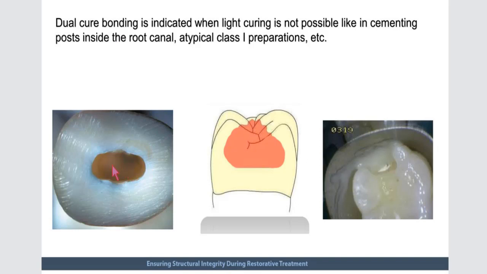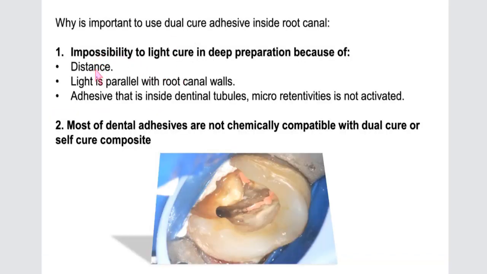it's really simple. When you are going to cement a glass fiber post inside the root canal, there is no way you are going to light cure it inside the root canal. Why? Because you have the distance in the first place, you have the light rays that are parallel to the root canal wall, and also you're going to have some adhesive inside the dentinal tubules. You're going to have adhesive inside the microretentivities that will see no light. So you'll always have bonding that will not cure if you are using only a light cure bonding.